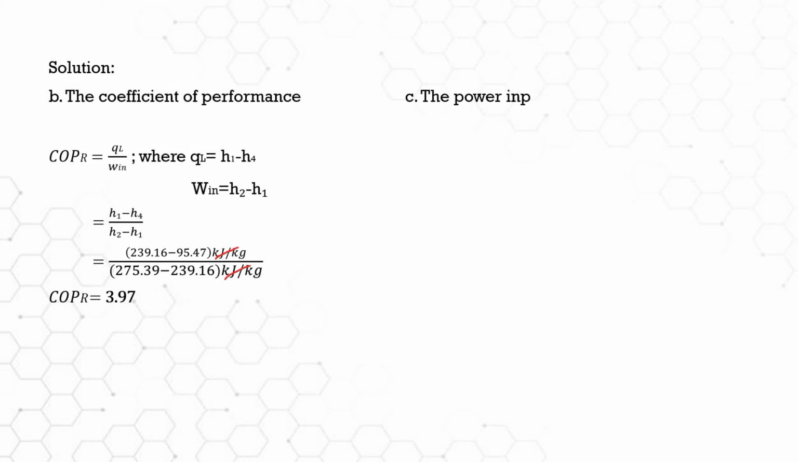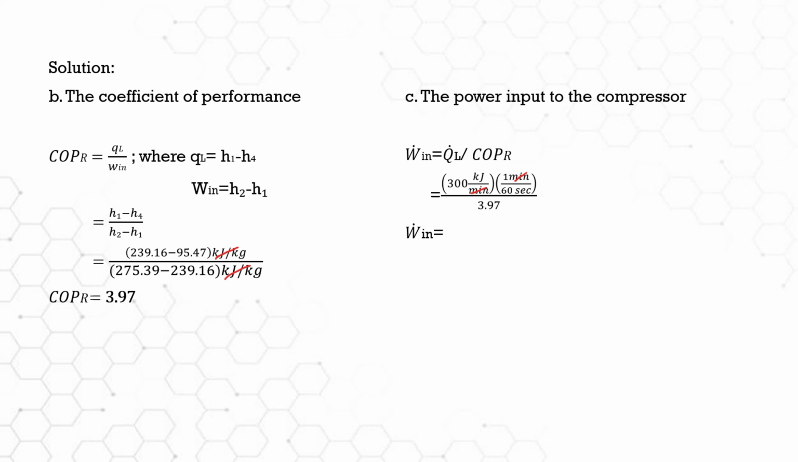Lastly, the power input to the compressor is determined from the rate of heat removal over the coefficient of performance of the refrigerator. Then plug in the values. We have 300 kilojoules per minute multiplied by 1 minute over 60 seconds, over 3.97, then cross out the same units. So we have 1.26 kilojoules per second or 1.26 kilowatts as our power input to the compressor.